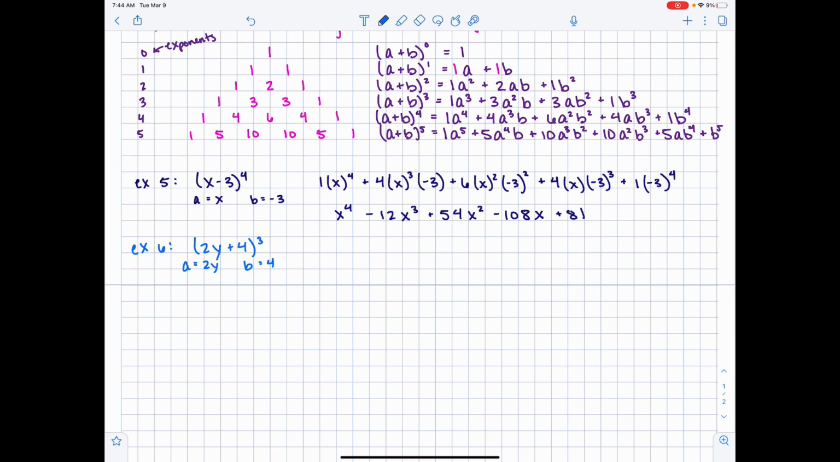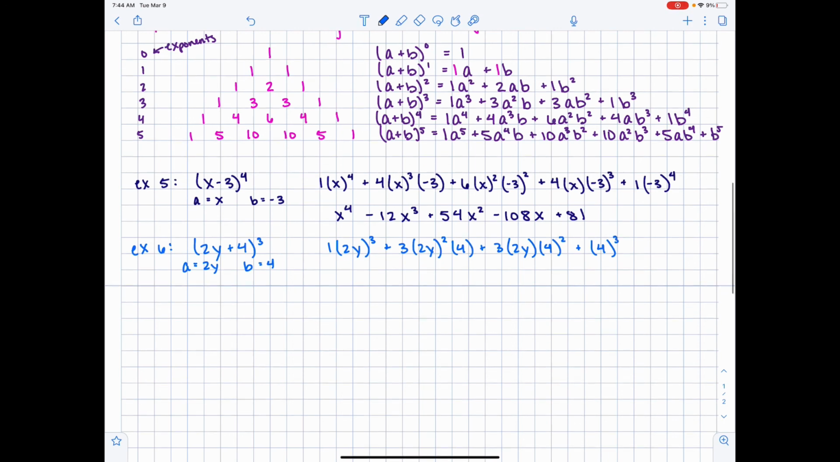All right, so we have 1 times 2y to the power of 3 plus 3 for my coefficient, and then we have a, so 2y squared, times 4. Got that b in there, times 4. All right, plus 3 again. And now we have 2y, but we have 4 to the power of 2. And then plus that b cubed, so plus 4 cubed on this last one.